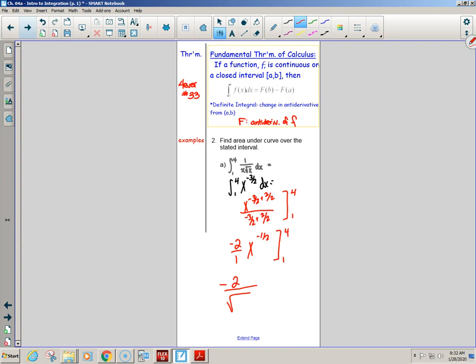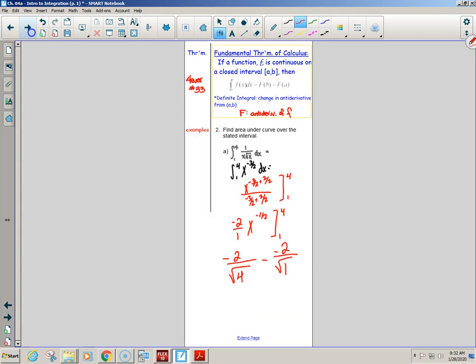Okay. Now, here's where the f of b minus f of a comes in. Ready? It's the change in antiderivative from a to b, but the subtraction is antiderivative of the top minus antiderivative of the bottom. This is my antiderivative. This is it rewritten in a pretty form. We plug in the b first, and then we plug in the a. So we plug in the top, which is 4. We plug in the bottom, which is 1.